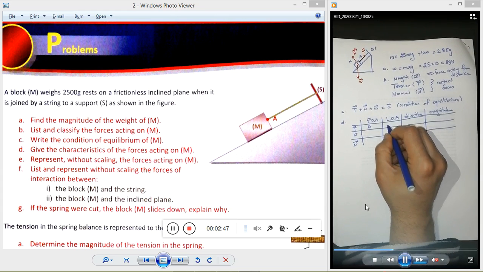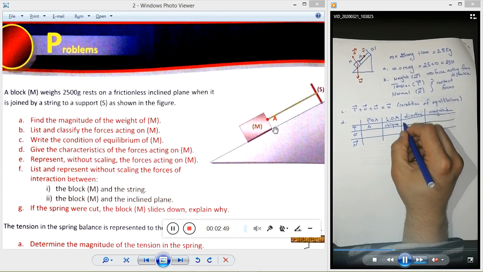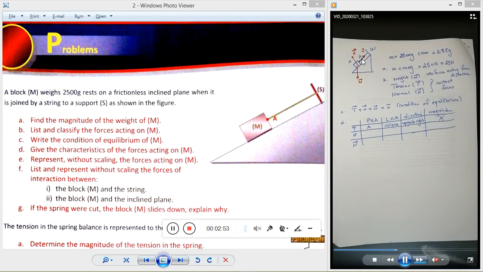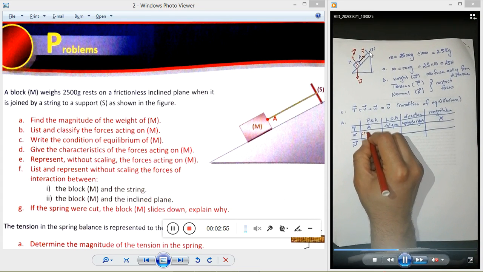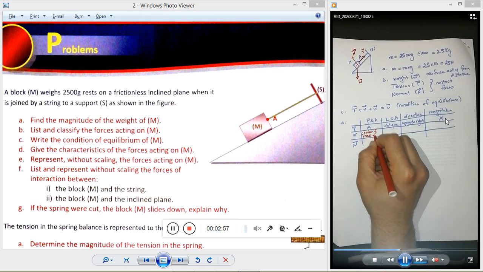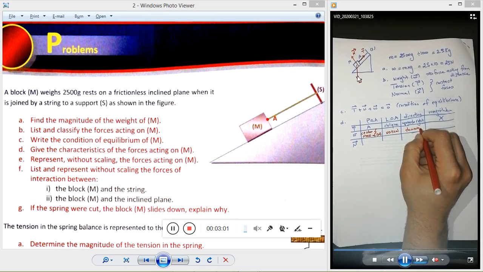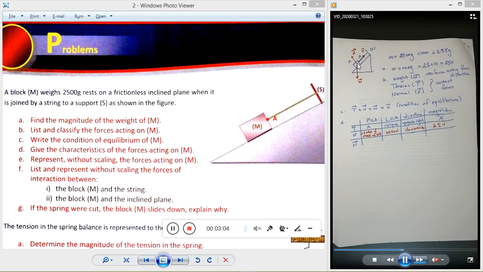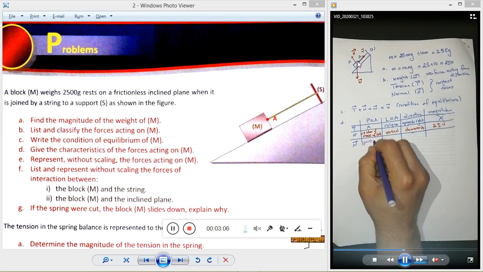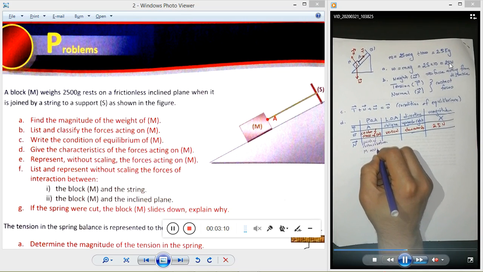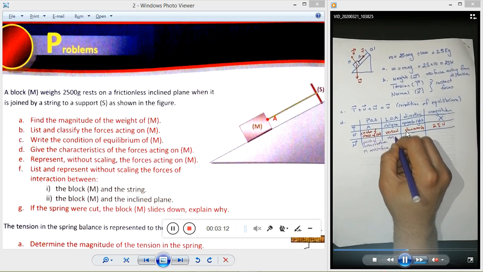The tension, the point of application is A, the point of contact A. Line of action is oblique, and the direction is upwards, right. And the magnitude, we cannot calculate the magnitude here. Weight, the point of application is the center of mass or the center of gravity of M. Its line of action is vertical and direction downwards. Its magnitude is calculated, 25 newtons.